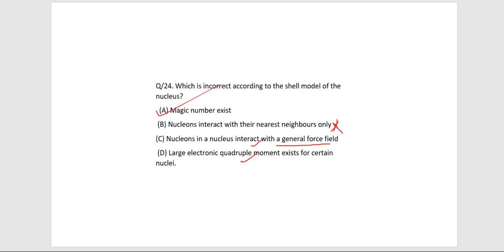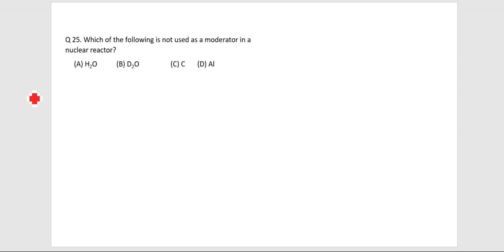Next question: which of the following is not used as a moderator in a nuclear reactor? H2O is used. This one is also used; this is heavy water. Carbon is in some cases used. Aluminium is not used. So this is the answer: for question number 25, the answer is aluminium. This is direct theory. Next question.